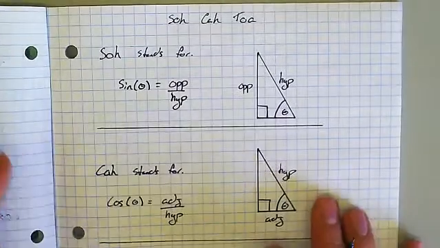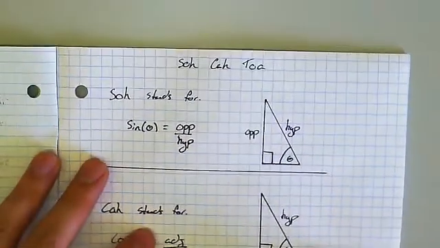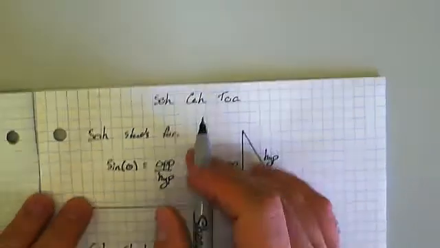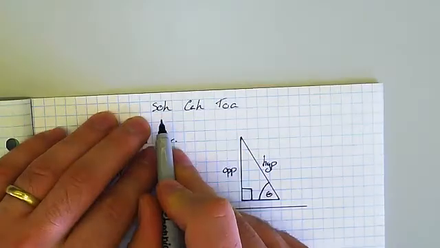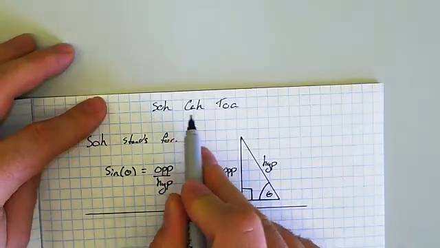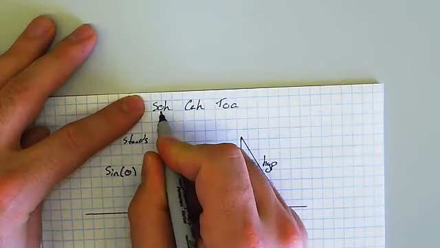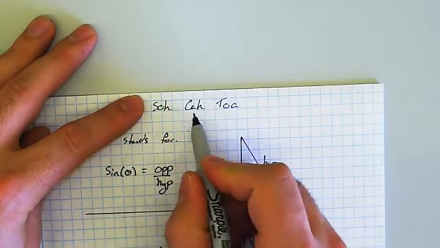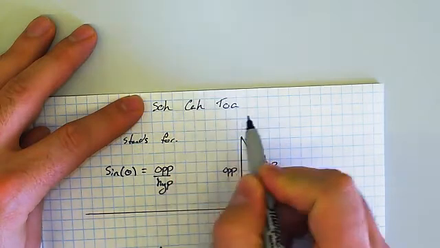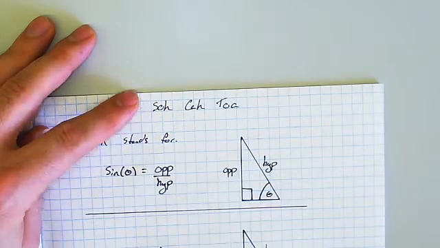So, to better understand this, we're going to illustrate what's happening here, and we're going to use a shorthand for it. We have the acronym SOHCAHTOA, and this is to help you understand and remember those three trigonometric functions. So we have sine equals opposite over hypotenuse, cos equals adjacent over hypotenuse, and tan equals opposite over adjacent.